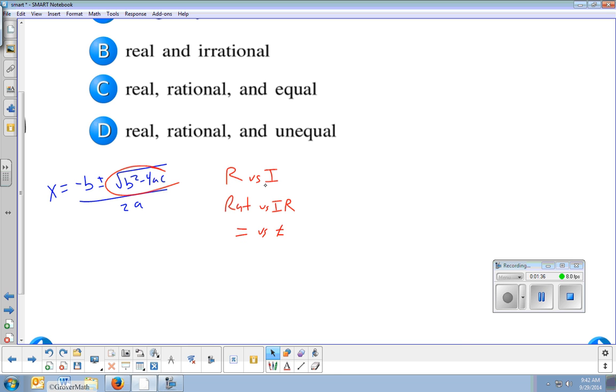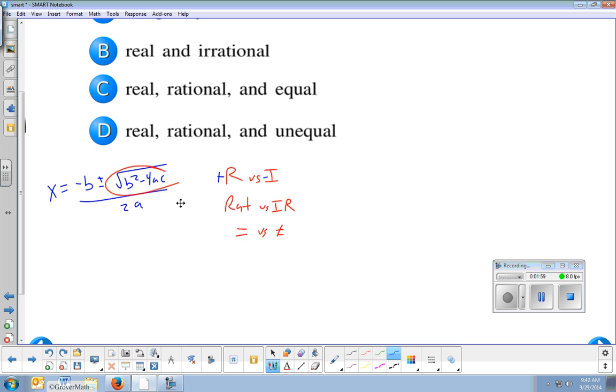Real versus imaginary is pretty simple, because it's in a square root: if it's positive, it's real. Even if it's 0, it's real. So if it's greater than or equal to 0, it's real. Like if it's 5, 7, 13, it doesn't matter if it's a square or not. If it's a positive number or 0, we consider it real. If it's a negative number, then it's going to be imaginary. And we're very familiar with that.